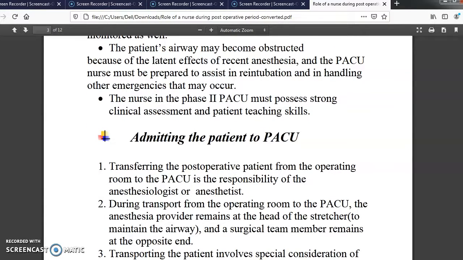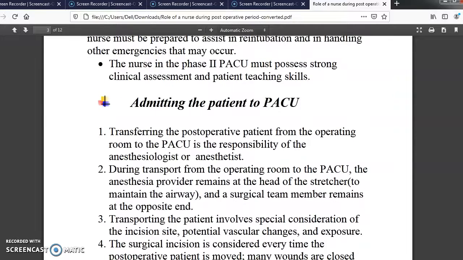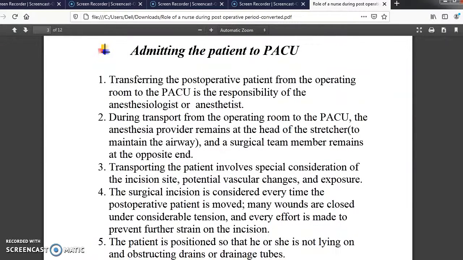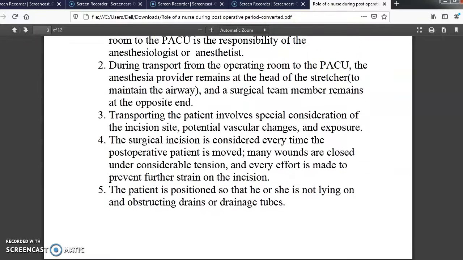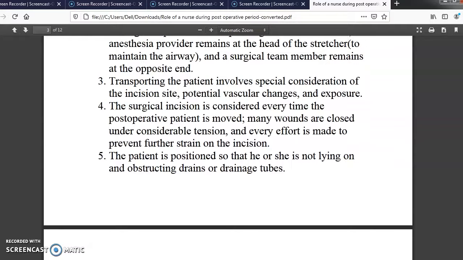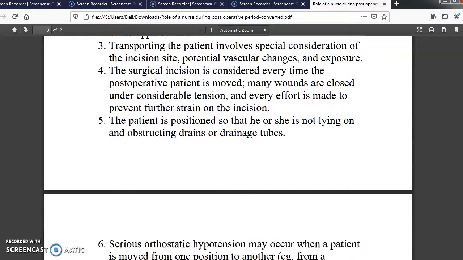The surgeon decides whether to transfer the patient to the post-anesthetic care unit, depending upon the condition of the patient. Normally, patients get transferred to the post-anesthetic care unit for observation. Only then do they get transferred either to the ward or home, and sometimes even to the intensive care unit.